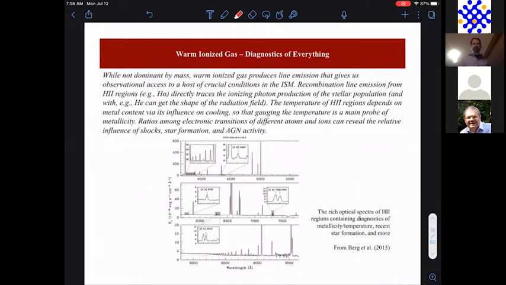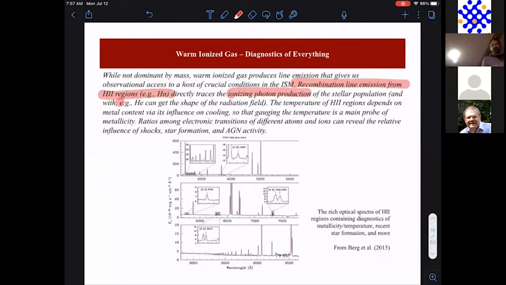The warm ionized gas may not be dominant by mass, but as I just mentioned, this ends up being an incredibly powerful tool to diagnose all sorts of things about a galaxy. So the recombination line emission from HII regions, which include H alpha, but also H beta, the Paschen series and Brackett series in the infrared, all the way down to radio recombination lines observable with ALMA or even with the VLA, can trace the ionizing photon production of the stellar population. That's a way to trace the number of high mass young stars, and via that, the star formation rate.